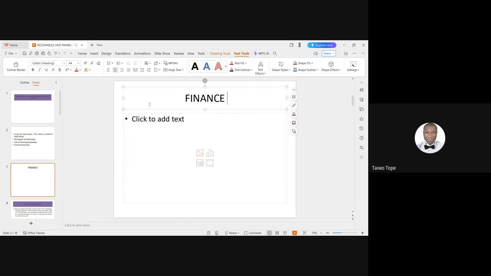Finance cost. Please follow, this is very important. To determine your finance cost, your finance cost can be determined by what? Your receivable balance multiplied by what? Your interest. That is the interest rate.